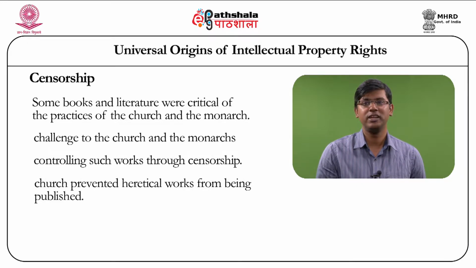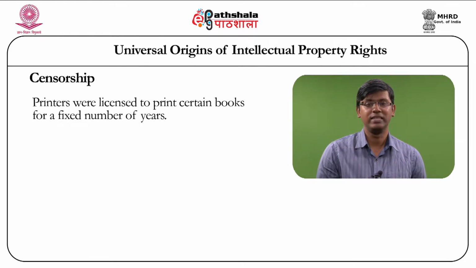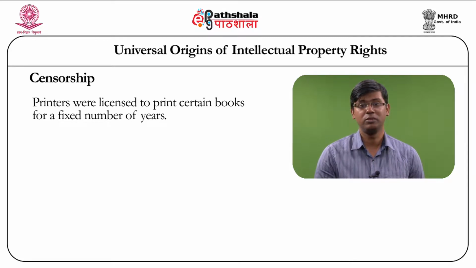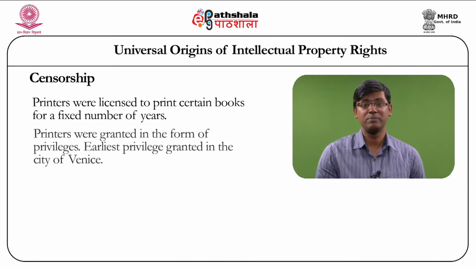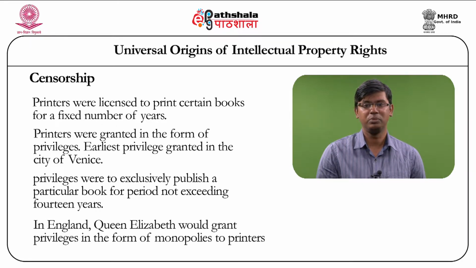Initially, the church prevented a number of heretical works from being published. Subsequently, the monarch used different instruments to control and regulate the flow of information. Printers were basically licensed to print certain books for a fixed number of years. These were granted in the form of privileges. The earliest privilege was granted in the city of Venice. These privileges would usually be granted to printers to exclusively publish a particular book for a period not exceeding 14 years. In England, Queen Elizabeth would grant privileges in the form of monopolies to printers.